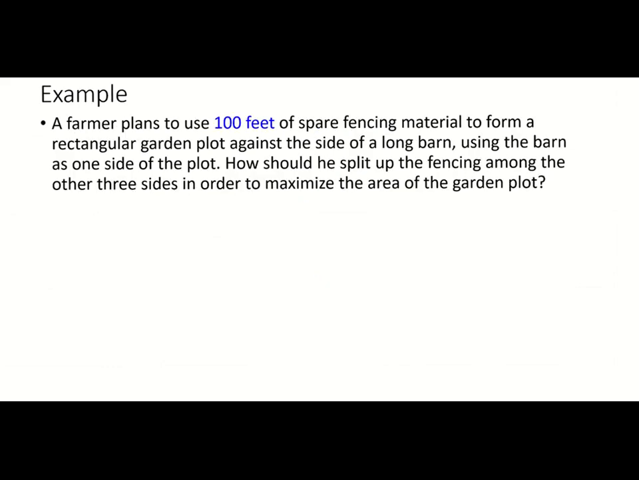Okay, so here we have a farmer, and he plans to use 100 feet of spare fencing material to form a rectangular garden plot against the side of a long barn. He's using the barn as one side of the plot. So he wants to know how he should split up the fencing among the other 3 sides in order to maximize the area of the garden plot.